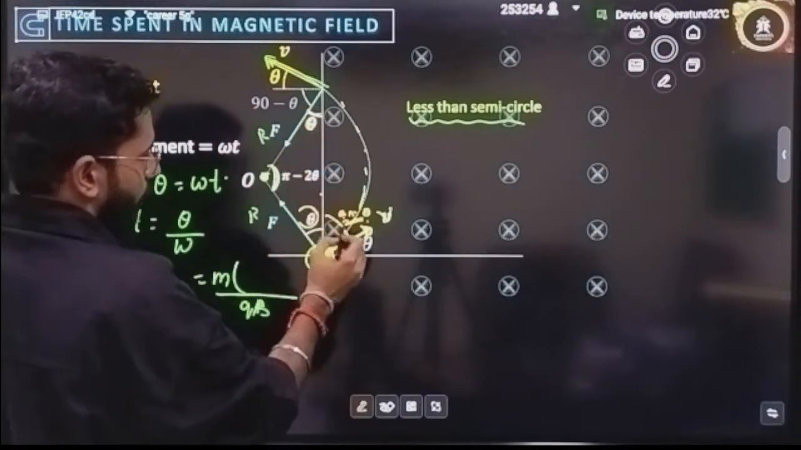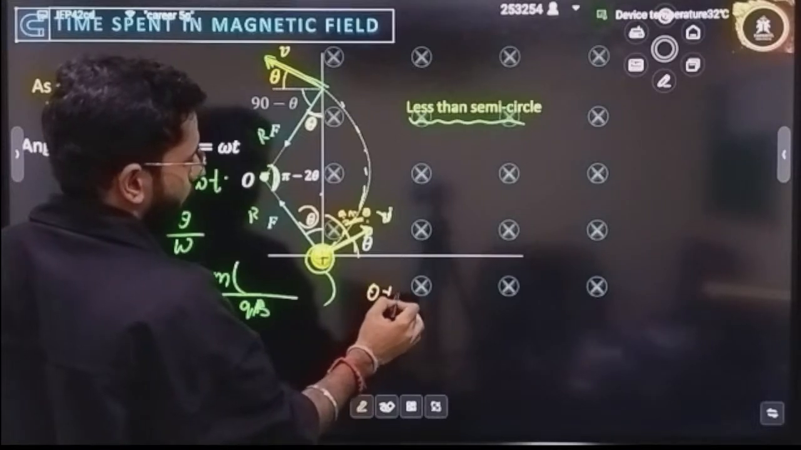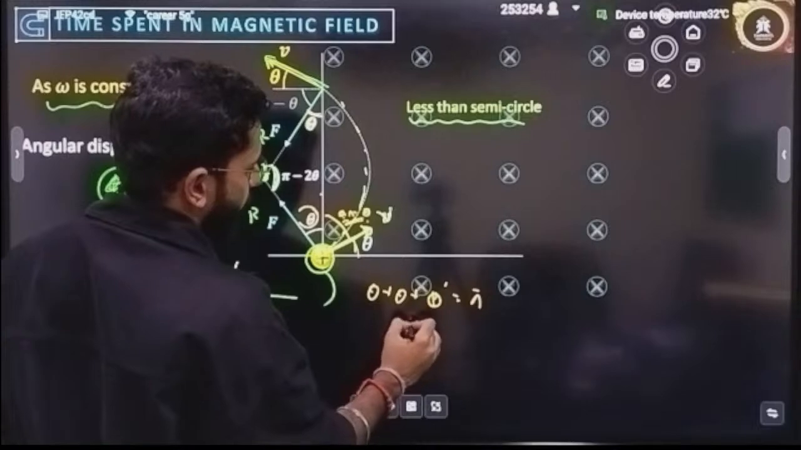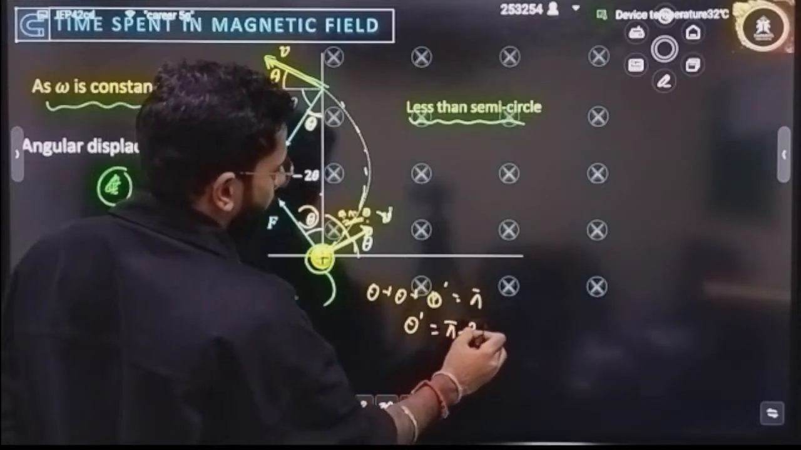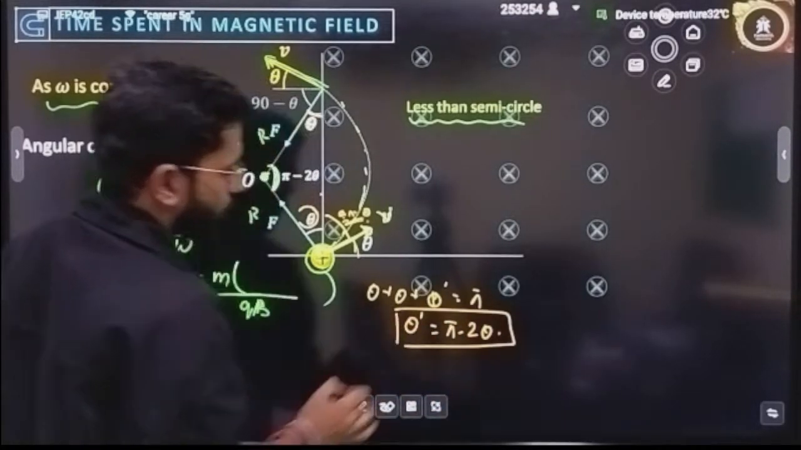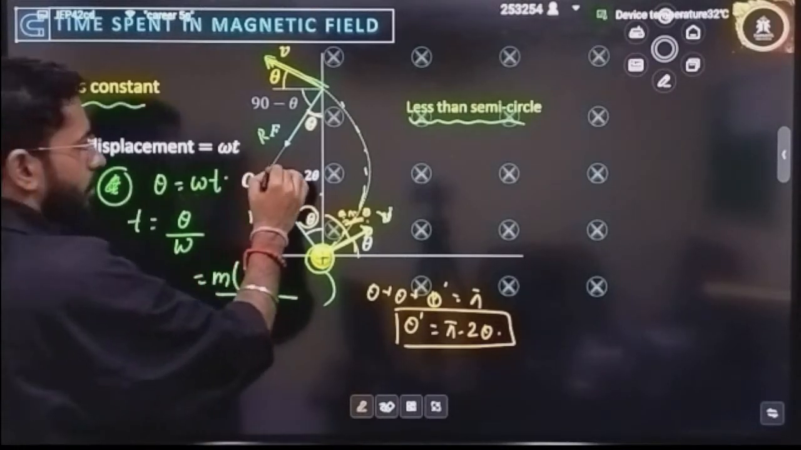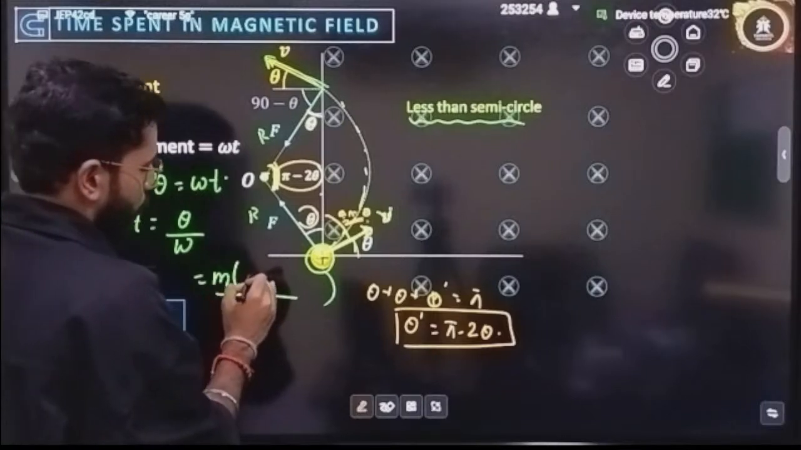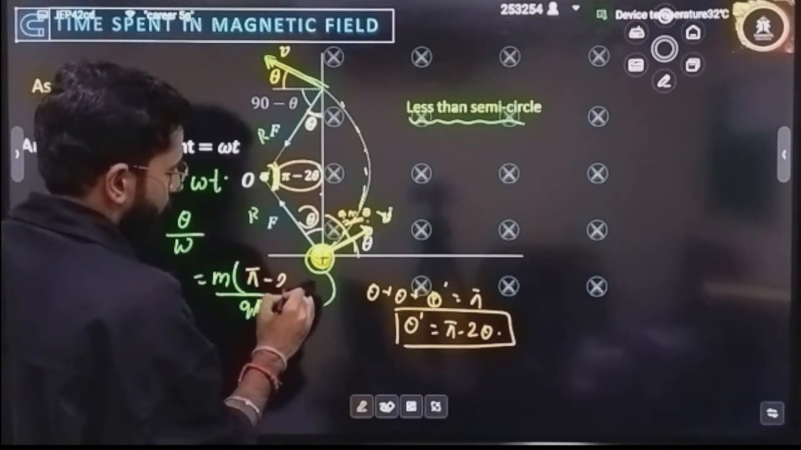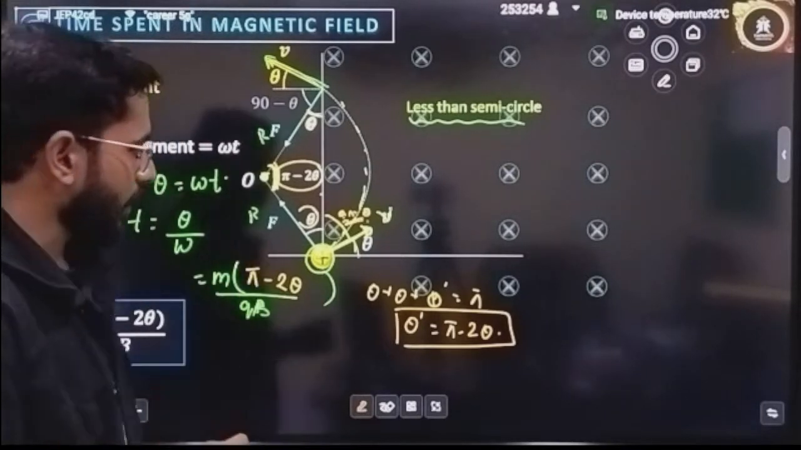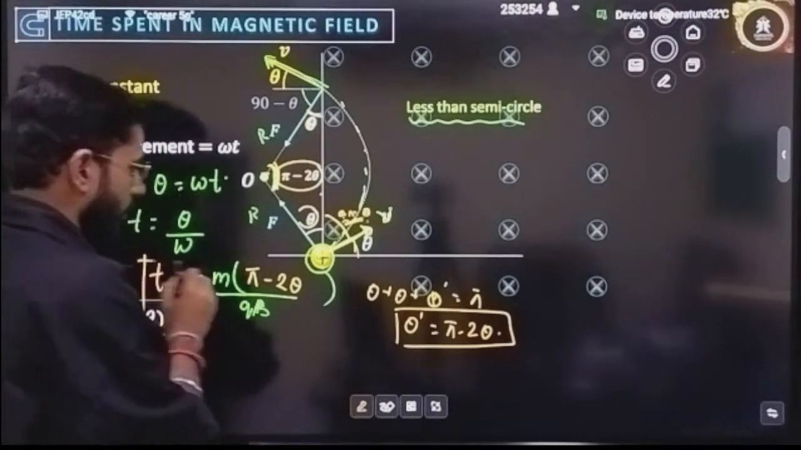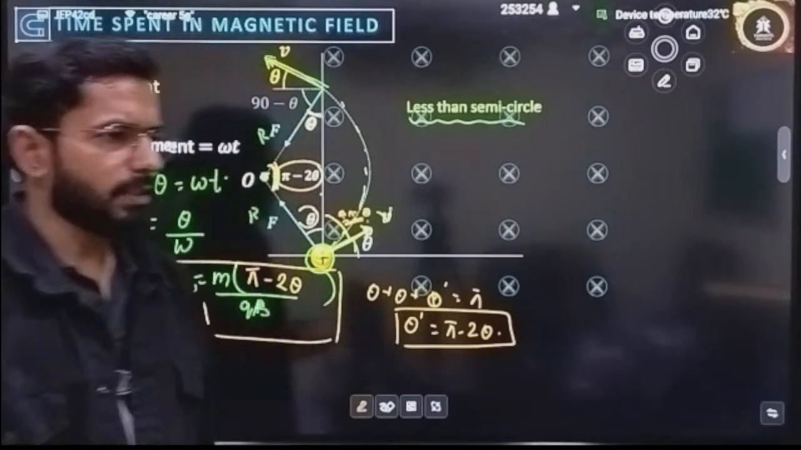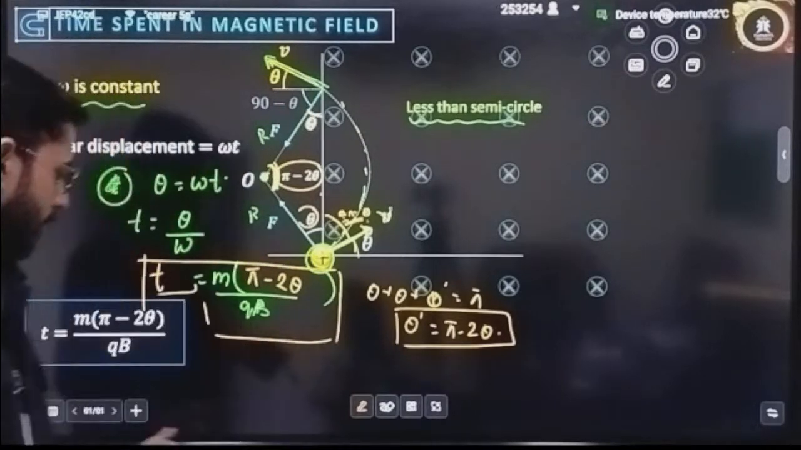Now from this, what is the sum of a triangle? The sum of a triangle is theta plus this angle, let's suppose theta dash, is equal to pi, 180 degrees. That means theta dash is equal to pi minus 2 theta. This angle will become pi minus 2 theta. So the angle swept in this magnetic field, the subtended angle, is equal to pi minus 2 theta. This is the result, and eventually it will give the total time covered in the magnetic field. Now it depends on what the question is asking. This is the general thing that I have to tell you. Clear?